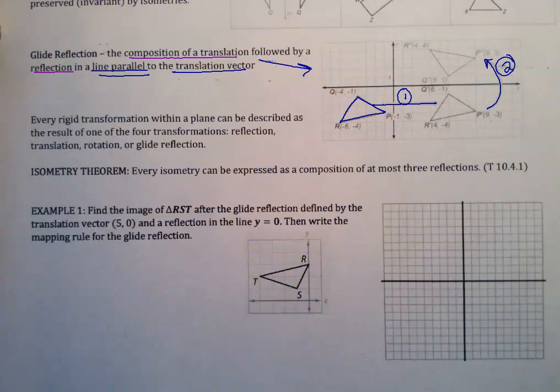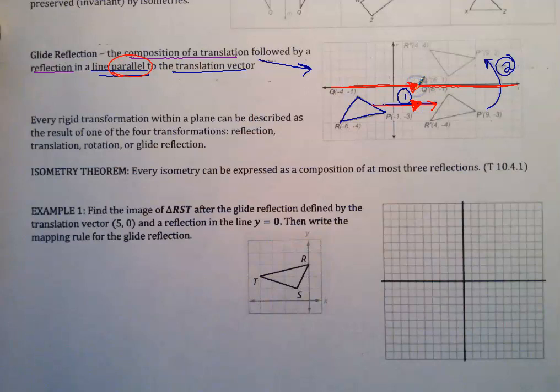What did it say? The reflection is what? In the definition, a reflection in a line parallel to the translation vector. Okay, so this is the translation vector, right? Like we slid it over here. So we have to rotate it or reflect it across a line that's parallel to the translation vector.